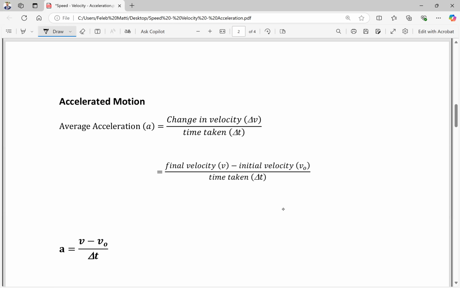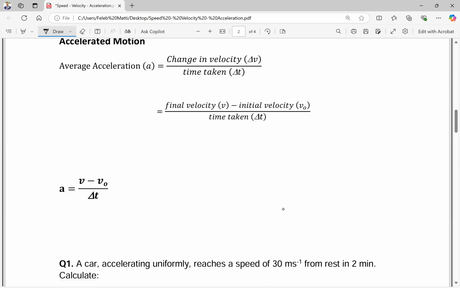So the average acceleration equals change in velocity, which is final velocity minus initial velocity, over the time taken. And using abbreviations, we use A for acceleration equals V for final velocity minus V naught for initial velocity, over T or delta T for the time taken.